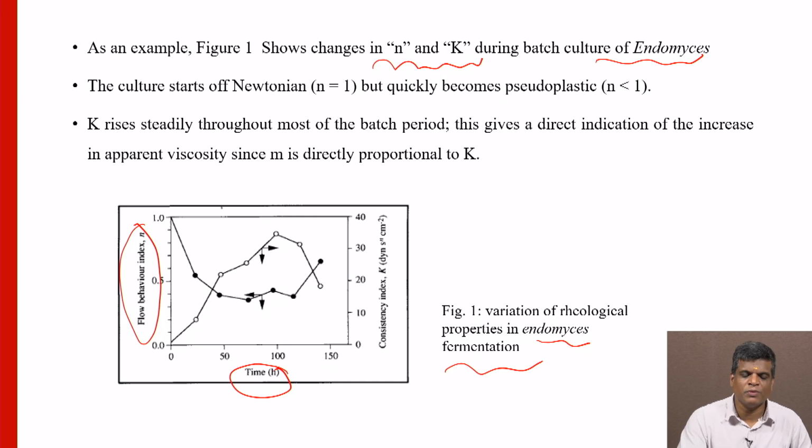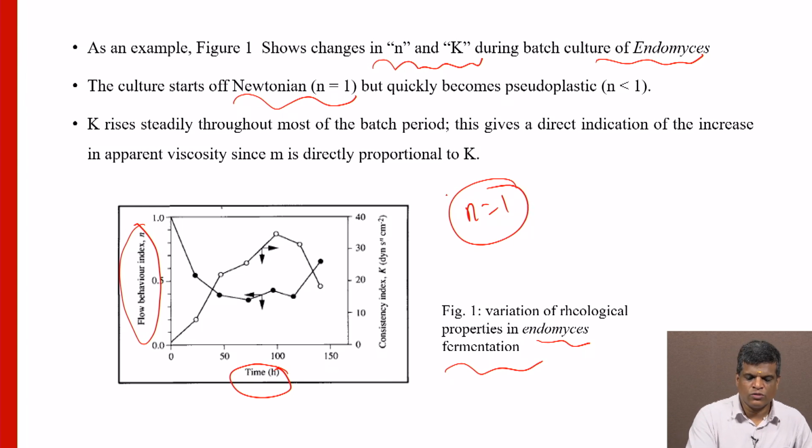First you assume it is Newtonian, N equal to 1. Here N equal to 1 is the start, then it becomes pseudoplastic as time increases. But after some time it tries to go the other way. As we already discussed, the viscosity always changes. This is the flow behavior index, N.